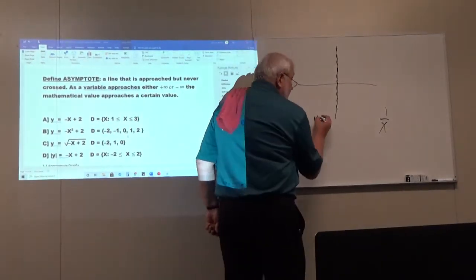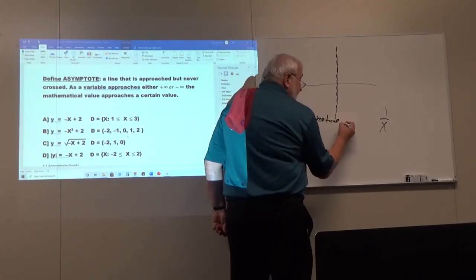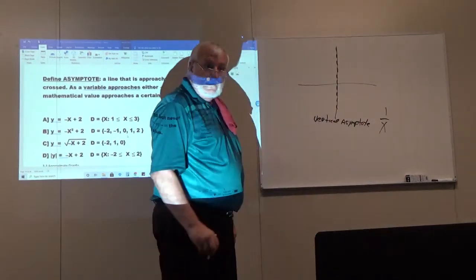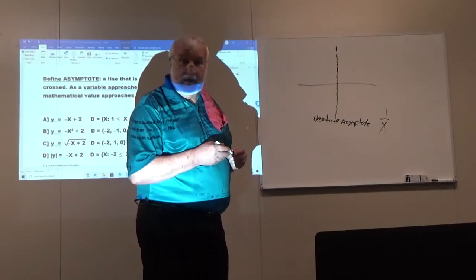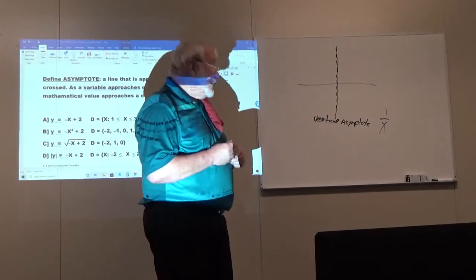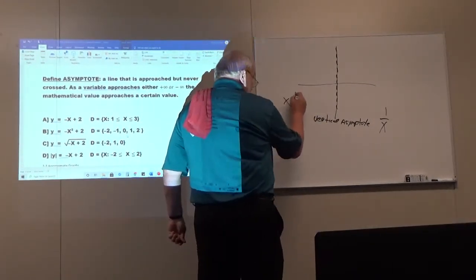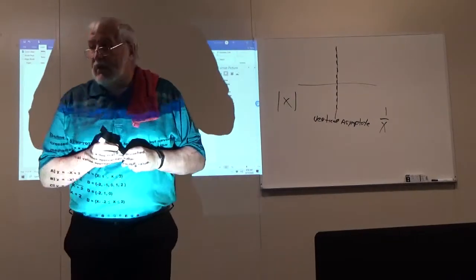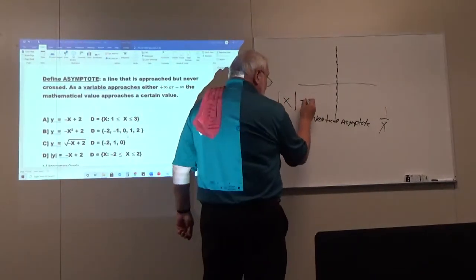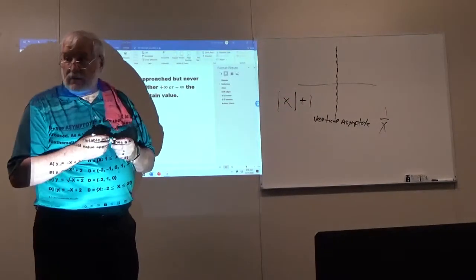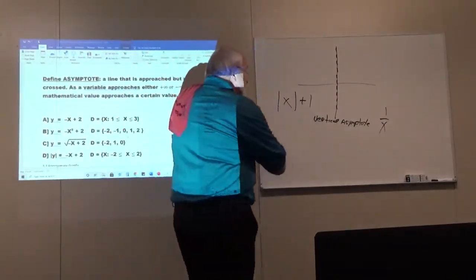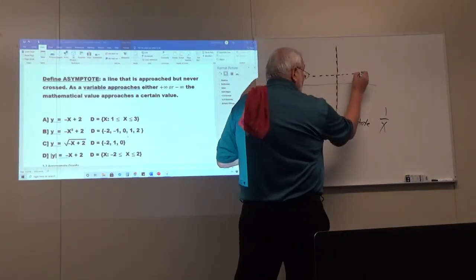That would be called a vertical asymptote. Right? So there are horizontal asymptotes. For instance, if you had absolute value, the absolute value of x can never be what? All right, wait, let me change it. The absolute value of x plus 1 can never be 0, so this graph has a horizontal asymptote at 1.